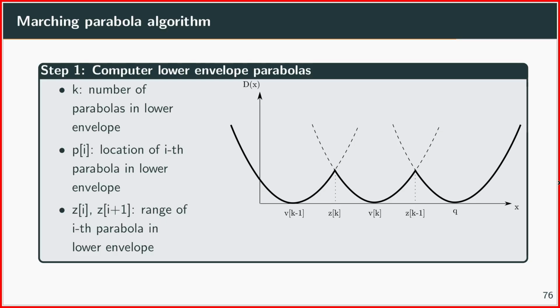You try to compute this because it is a very efficient way to later compute the signed distance field. What you need to do here is first establish the number k, which is the number of parabolas in the lower envelope. So k is basically just the number of occupied voxels. Then you have p of i, which is the location of each parabola in the lower envelope, and z, which is the range of each parabola in the lower envelope. Basically, you come up with certain subsets on which all these parabolas are defined, so that you have a representation of this lower envelope.